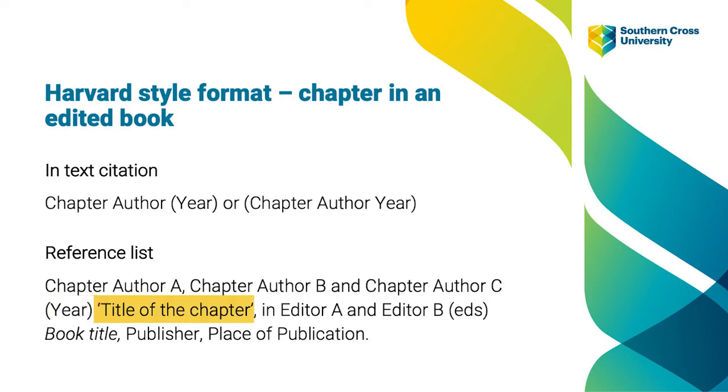The title of the chapter comes next, which is in single quotation marks and in sentence case. This is followed by a comma. Then the word "in" in lowercase, followed by the editor's names. Notice that these names are also inverted so that their last name comes first before their first name initial, and there is no punctuation between the initials and the last name. Then there is an abbreviated form of the word editors, which is denoted by eds and placed within round brackets. Then comes the title of the whole book, which is in italics and sentence case. This is followed by a comma before we have the publisher name, a comma, and the publisher location.